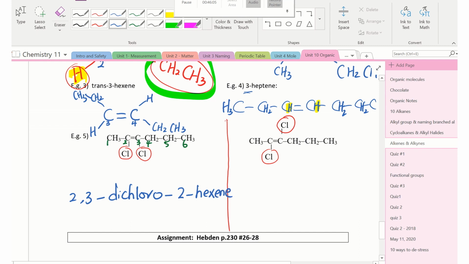So basically these two structures you can call almost the same name, but now with the two chlorines on the same side, for the left-hand side one, we're going to call this one cis. Cis dash 2, 3 dichloro dash 2 hexene. Make sure you have all the dashes. Everything is connected in one straight line.